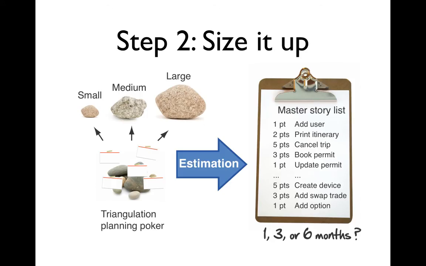Step 2 is about sizing things up. Here we're taking all of our user stories and sizing them up just like we did in our estimation video, small, medium, and large. We're not looking for year-long plans here. Keep it capped no more than 6 months. But we're basically just trying to get a feel for, are we talking about a 1, 3, or 6 monther here?